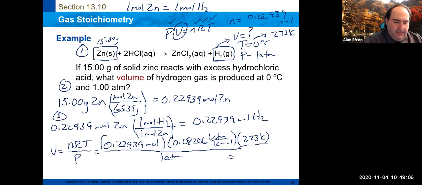And if we do all that, that is going to get us, call it 5.14. Actually, yeah, 5.134, something like that. Actually, 39. So we would probably go to 4 sig figs based off of this number here, since that was the only number given to us, and that would be liters in this particular case. Question on that.